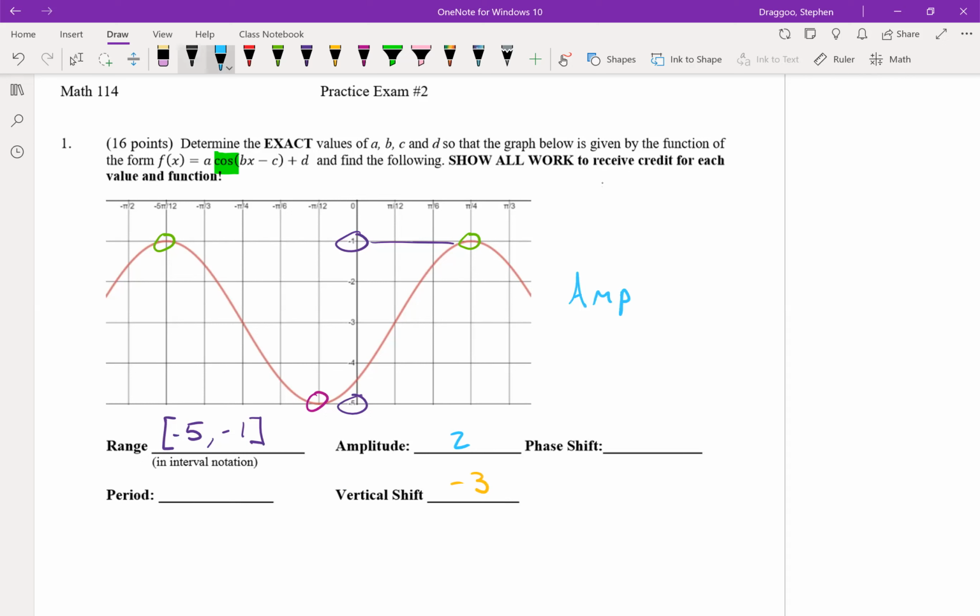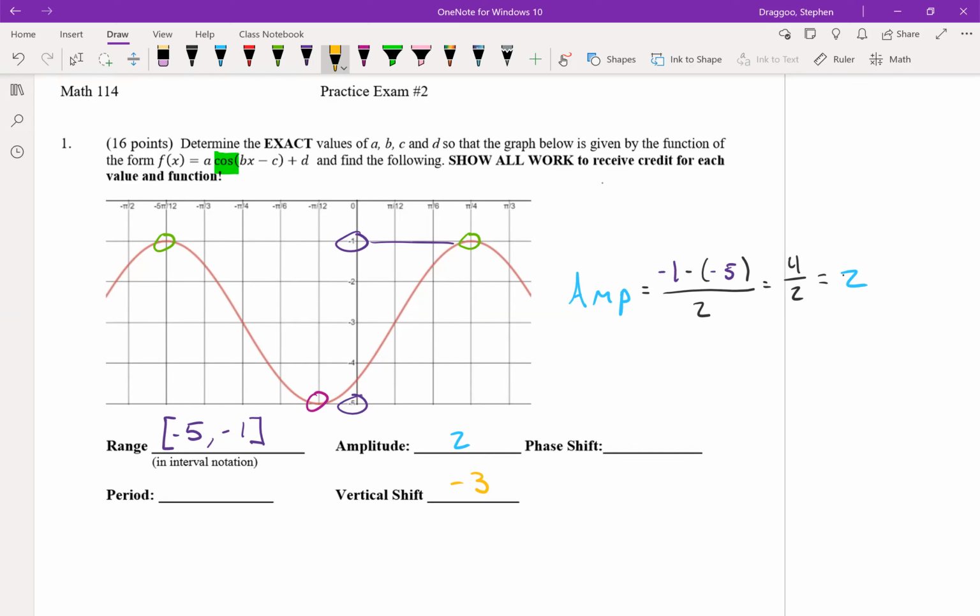The amplitude is negative 1 minus negative 5 divided by 2, which comes out to 4 over 2, which is 2. And that's how I'd get there. Keeping in mind that those two numbers both came from the range. So I'll mark them in purple.